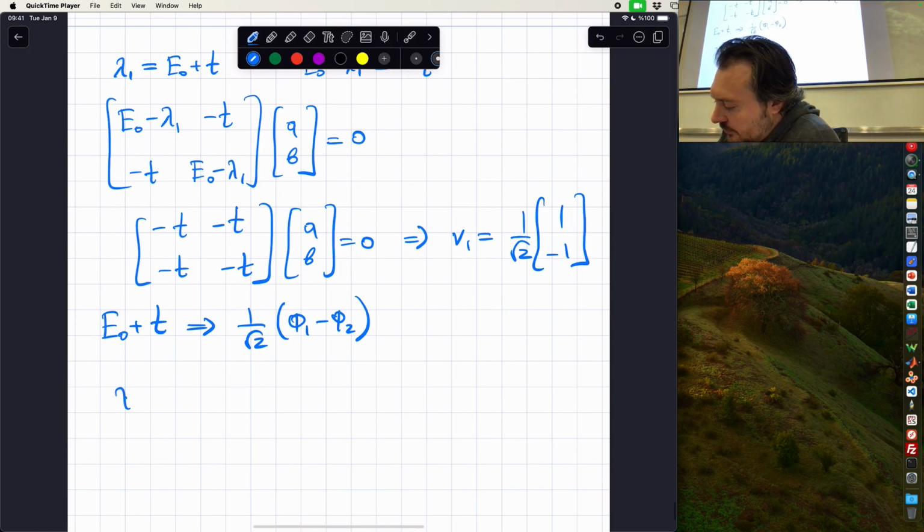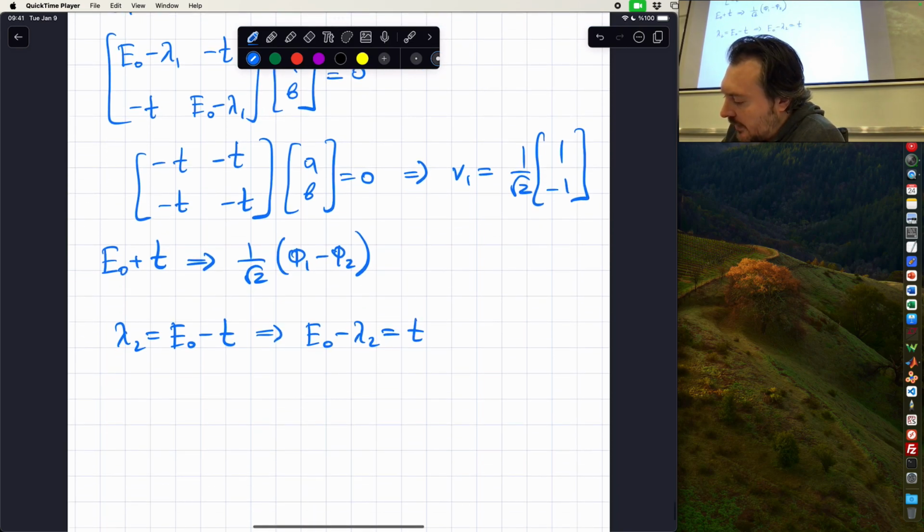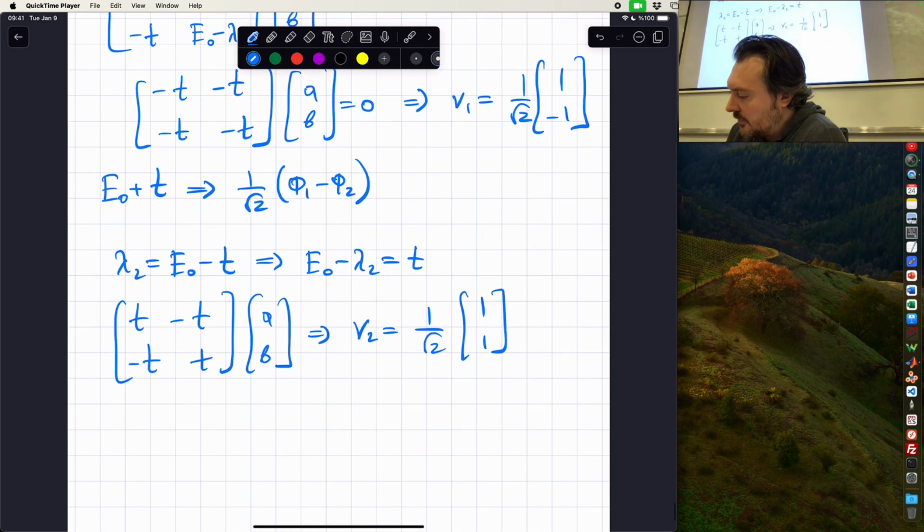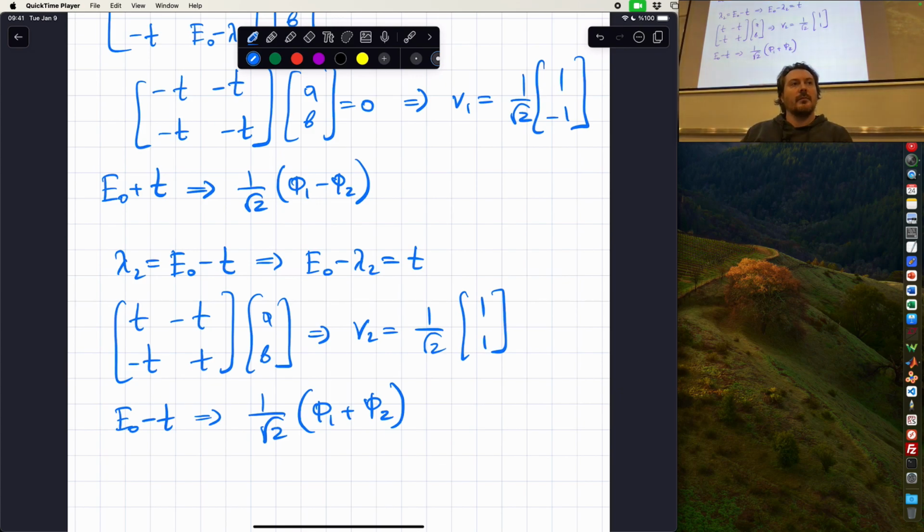How about lambda 2? When energy is lowered, then E0 minus lambda 2 is T. Then you have T, minus T, minus T, T, times AB. Then the vector is 1 over square root 2, 1, 1, right? Which tells you that for E0 minus T, the solution is the sum of orbitals. Yes?